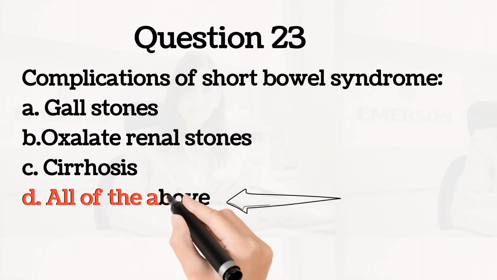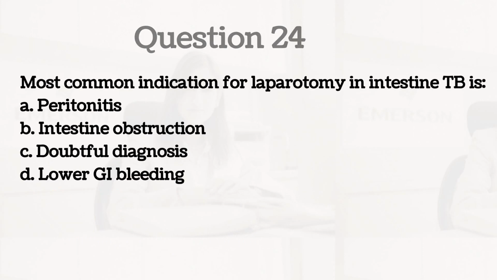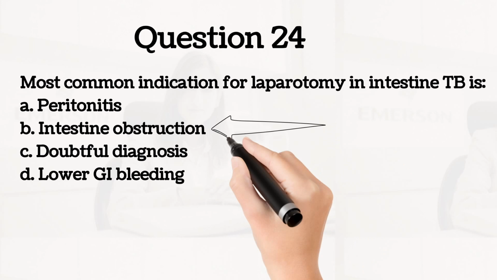And we have question 24. It is saying most common indication for laparotomy in intestinal TB is A. Peritonitis, B. Intestinal obstruction, C. Doubtful diagnosis, and D. Lower GI bleeding. So what's the most common indication for laparotomy in intestinal TB? The answer is B, intestinal obstruction. That's the most common indication for laparotomy in intestinal TB. So intestinal obstruction for question 24.